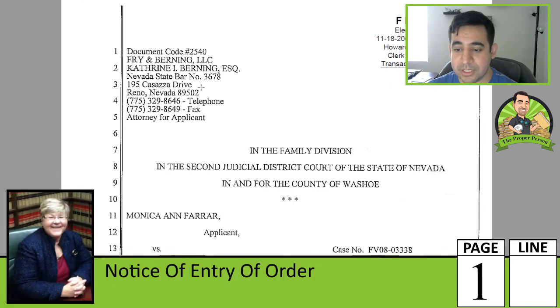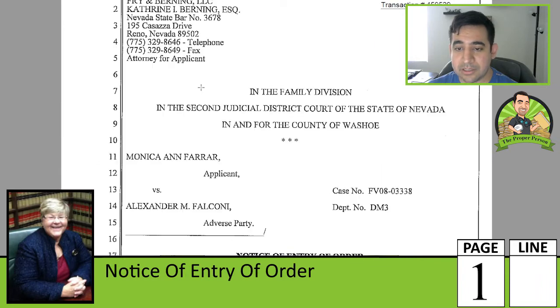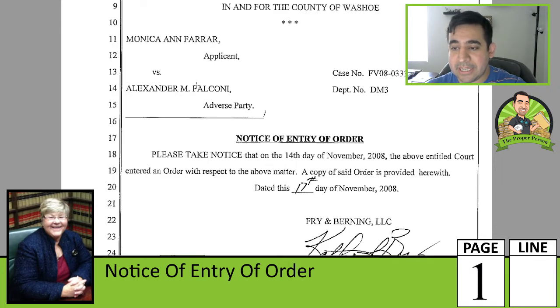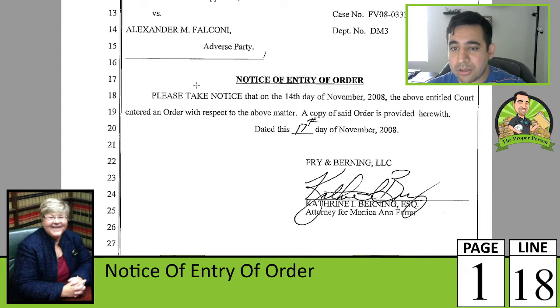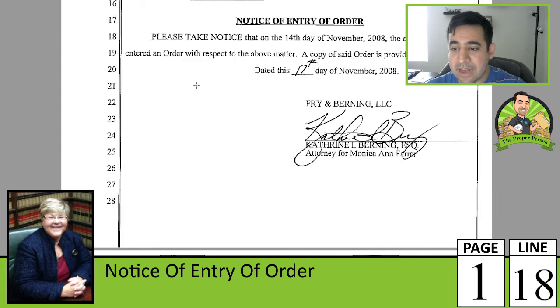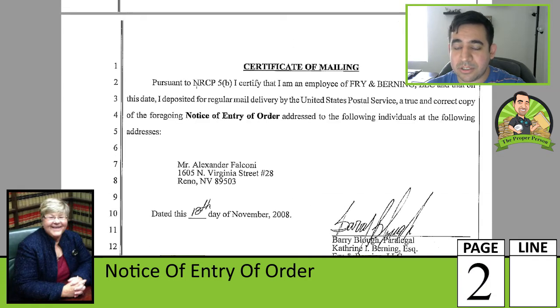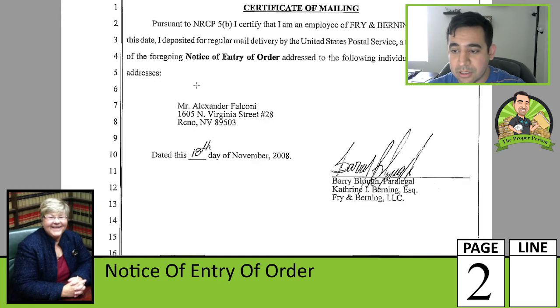And this is going to be the last document, and this is the notice of entry of order. I'm not sure that I've talked about one of these in detail yet. This was entered by my ex's attorney, and it is a piece of paper that notifies me that an order was filed in this case, which we just went over. And it has a certificate of mailing showing the court that it was sent to my address.